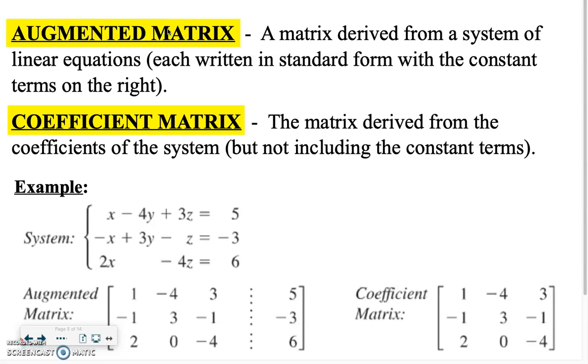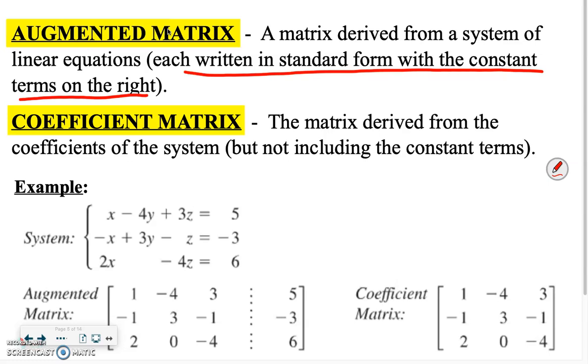Okay? Again, the augmented matrix is the matrix derived from a system of linear equations. Now the next thing we need to draw your attention to is that each equation has to be written in standard form with constant terms on the right. At this stage, this shouldn't be a big deal, because we've required that your constraints, your system, always be in standard form, right? So hopefully if you saw a system that was not in standard form, that would look weird to you, okay? So if it wasn't in standard form, you've got to put it in standard form.